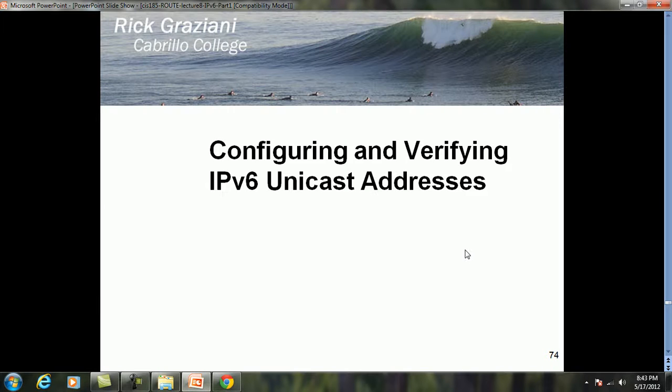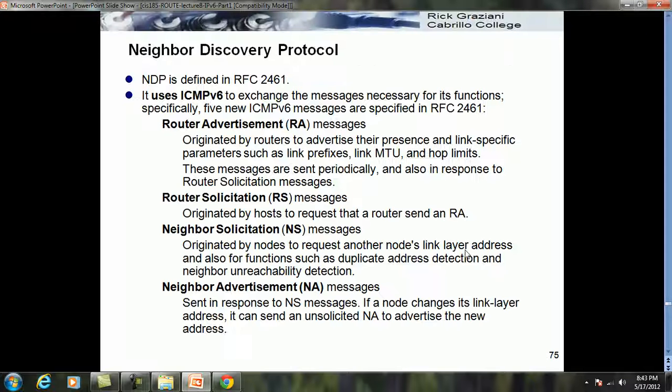Understanding? Yes. The difference. Now, configuring and verifying IPv6 unicast addresses. Before that, we have to see this topic of Neighbor Discovery Protocol.